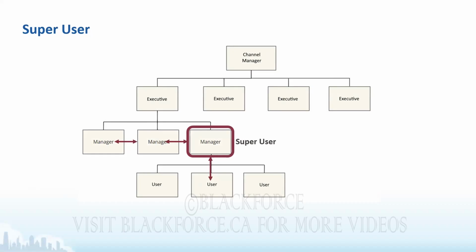So this demonstrates what a super user can do. So let's say that in this hierarchy, this manager is assigned the super user role. So what happens after that is that he will be able to see all the records owned by all the managers on his level, and he'll also be able to see the records of the users who are under him.